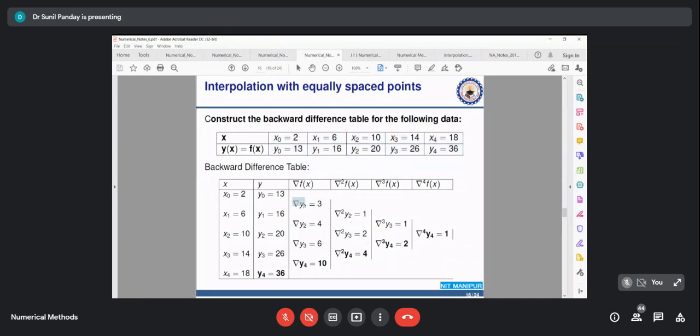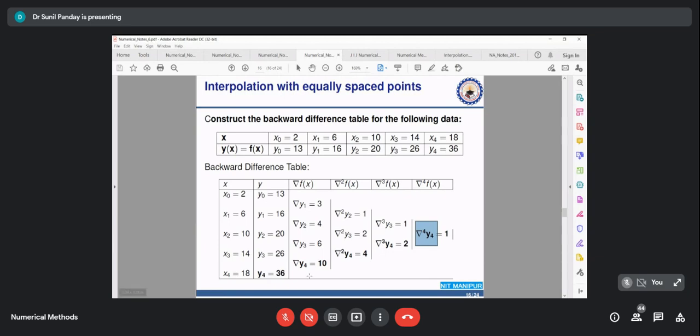But their interpretation is changed. Here delta y naught, here delta 2 y naught, here delta 3 y naught, and here delta 4 y naught. So the values are the same, but the interpretation changes when we say it's a backward difference table and when we say it's a forward difference table.